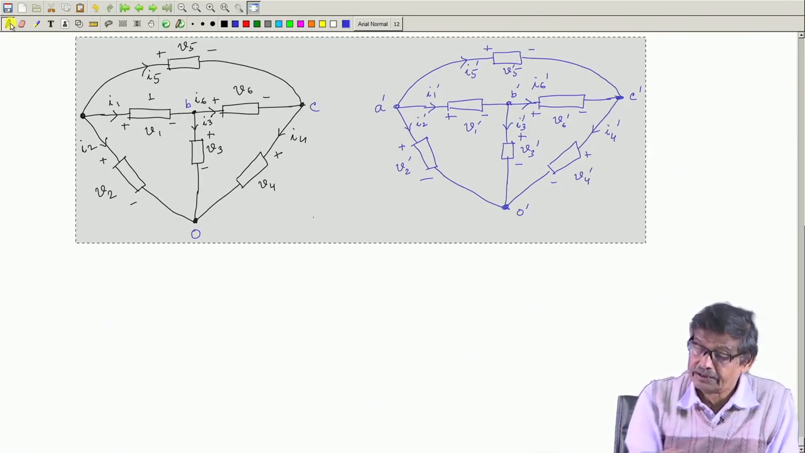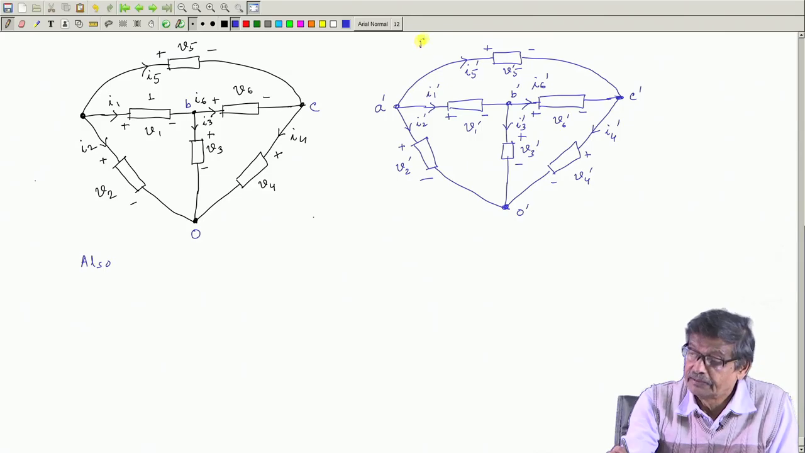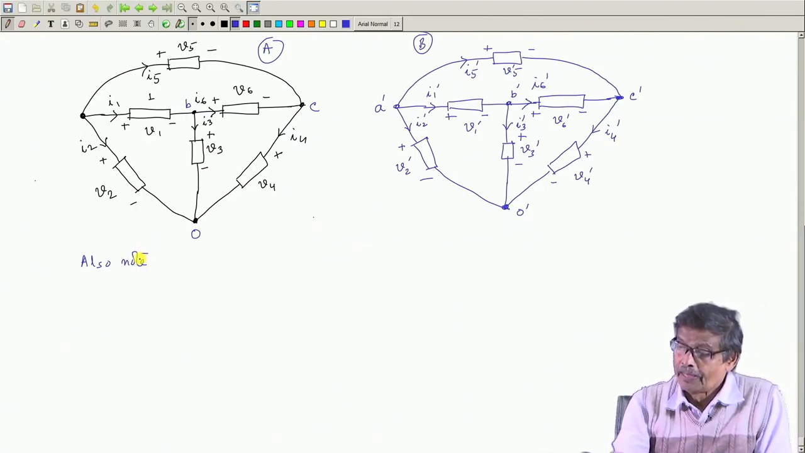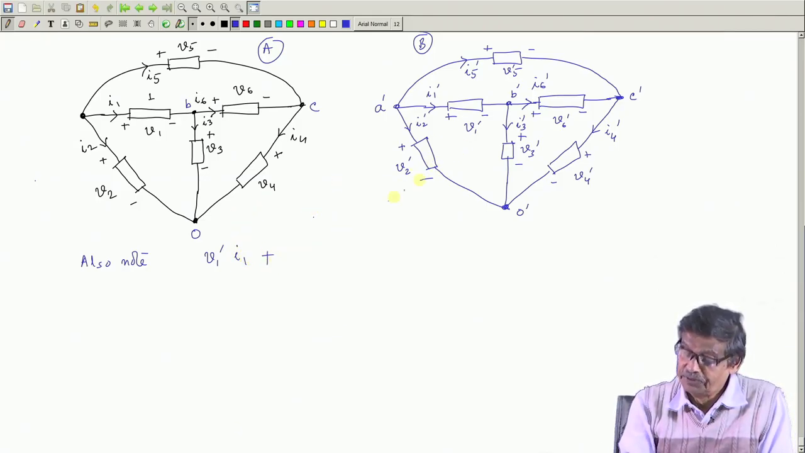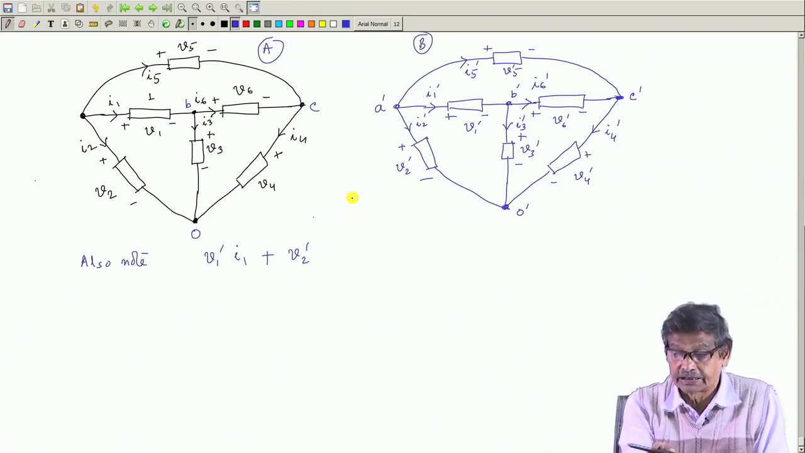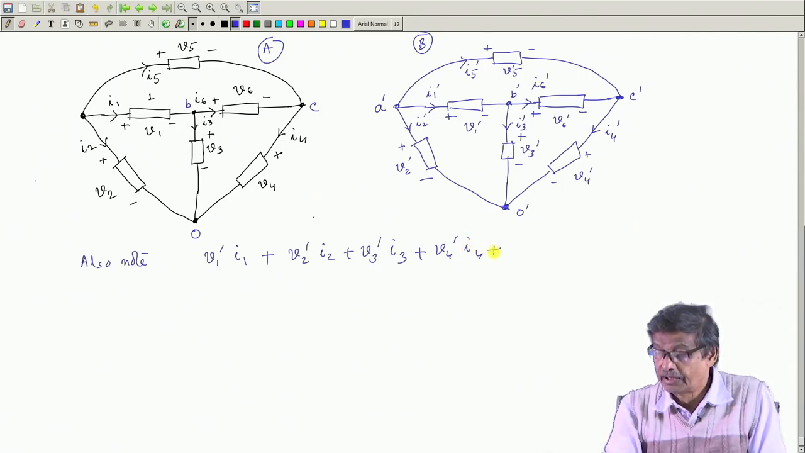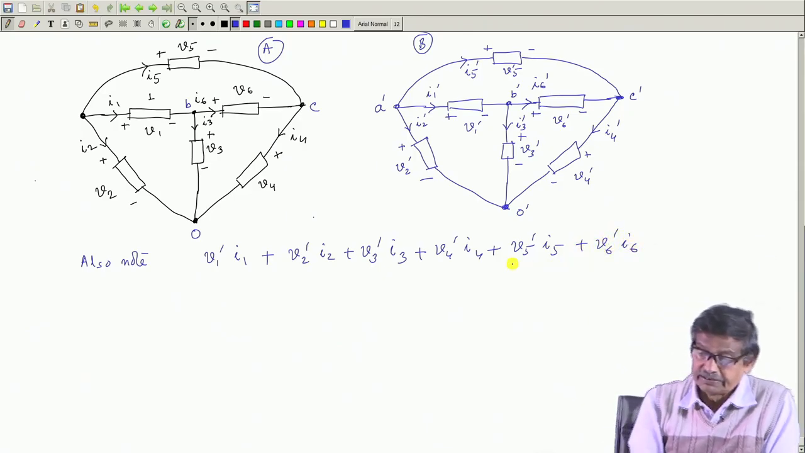which is just a few lines I will write because it is necessary. Also, this is network B, this is network A. Also note that V1 dashed into I1 I will do plus V2 dashed, voltages of this network, multiplied by the respective current in the first network, that is network A, actual current I2, plus V3 dashed I3 plus V4 dashed I4 plus V5 dashed I5 plus V6 dashed I6. What does this come out to be? Okay, same procedure. V1 dashed is what?